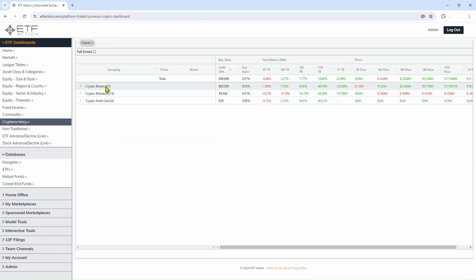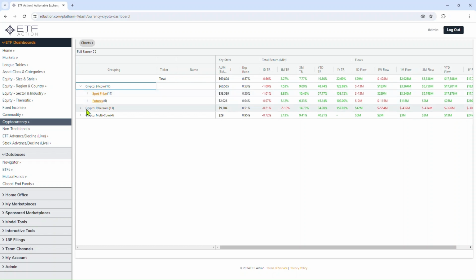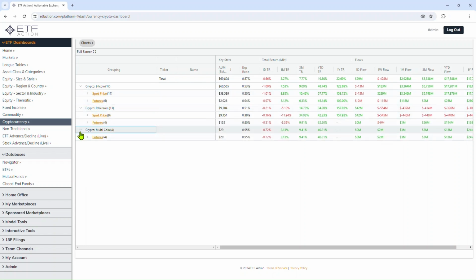You'll be able to get a look at a breakdown of cryptocurrency products by crypto Bitcoin, crypto Ethereum, crypto multi-coin, and then if you open it up, you'll be able to see it by spot price and futures for all of the different categories. So now we can see how the lineup of the $69 billion in the crypto space is dominated by the new spot price ETFs, but there are a couple $1 billion in the futures products still, and they are tracking pretty closely to the spot price, at least at this point in the game.